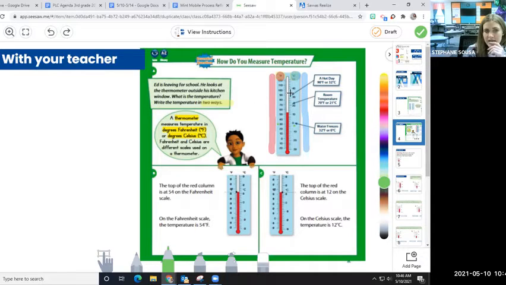And then a hot day again would be here, around 90 degrees Fahrenheit or 32 degrees Celsius. Okay, so just some differences. The top of the red column is at 54 degrees on the Fahrenheit scale. On the Fahrenheit scale, the temperature is 54 degrees. On the top of the red column is also 12 degrees Celsius. On the Celsius scale, the temperature is 12 degrees.